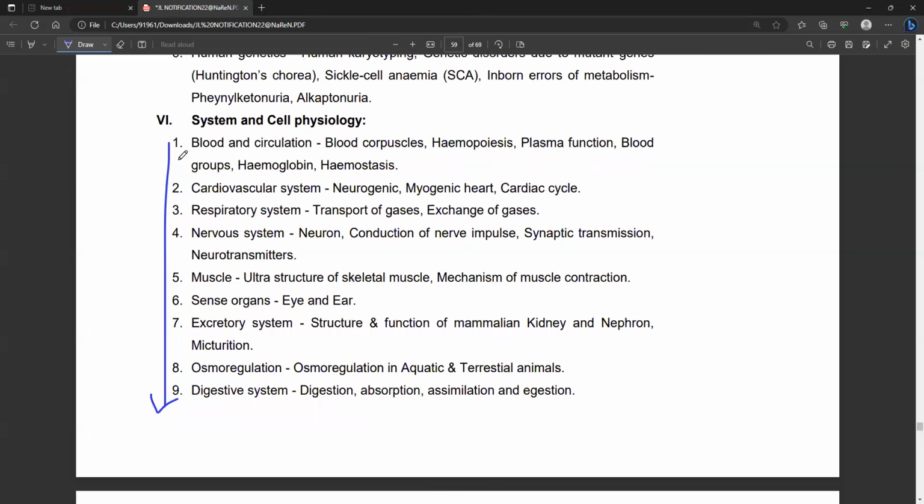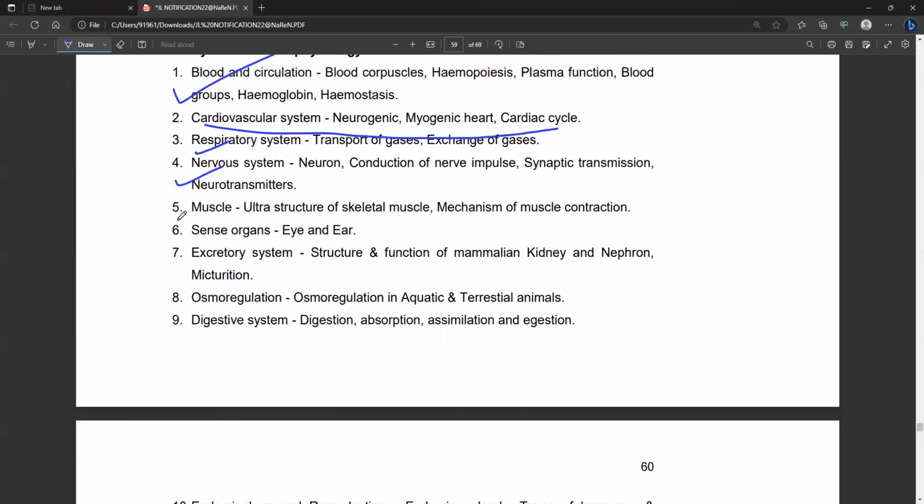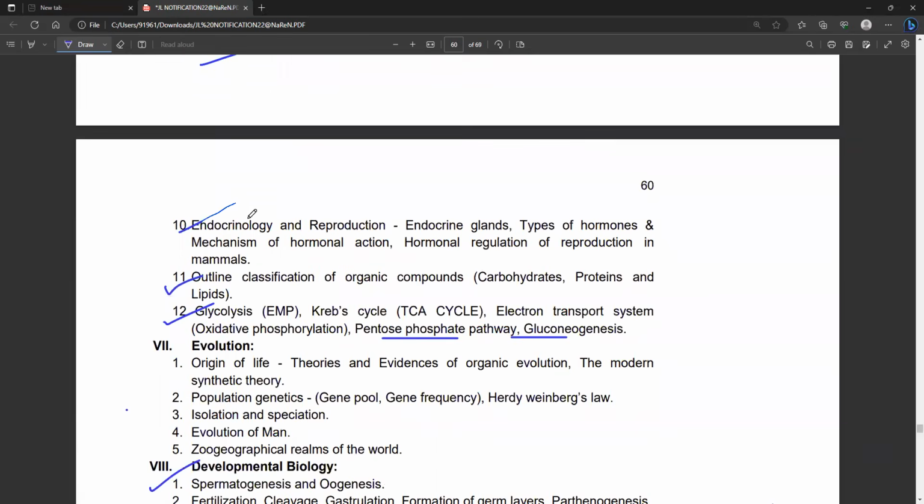So what chapters are there? Blood circulation. See here, friends, they have given 2 chapters, which means they have given the cardiovascular system as a separate small subunit, and blood and circulation as a separate unit. Then respiratory, nervous, muscle, sense organ, excretory, osmoregulation, digestive, endocrinology.